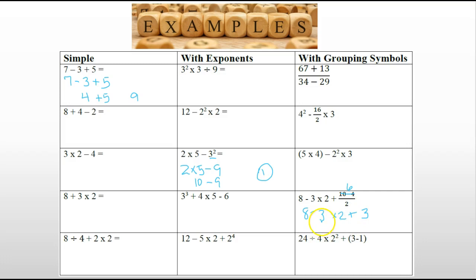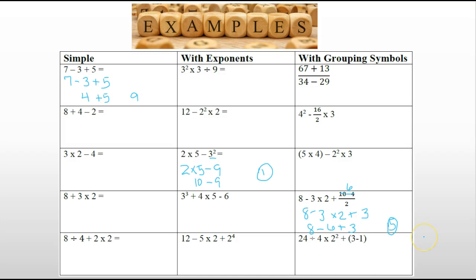Now the next step is multiplication and division. I don't have any exponents. So 3 times 2 is 6, giving 8 minus 6 plus 3. Now I do addition and subtraction from left to right. 8 minus 6 is 2. 2 plus 3 is 5.